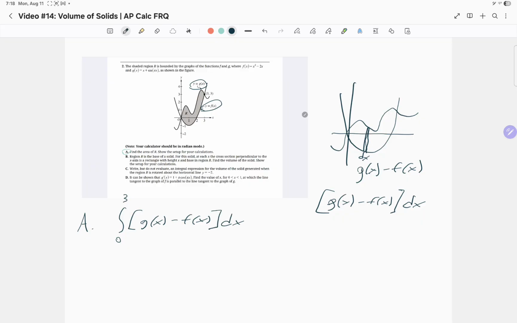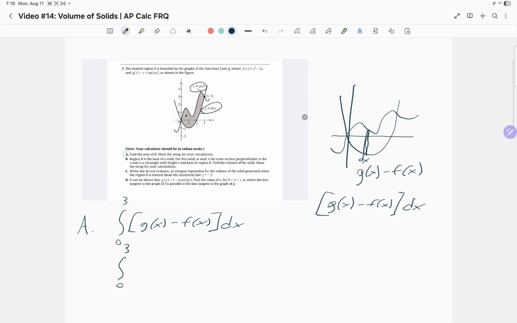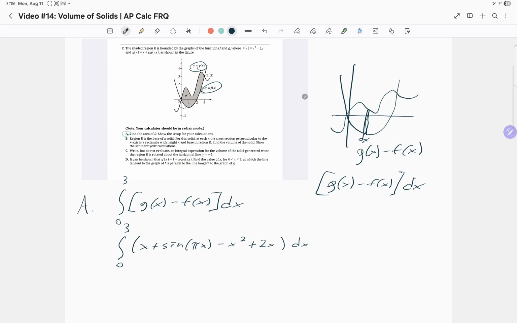dx. And so I'm going to put this in a form where I'm substituting in g of x and f of x. So I'll put it in a form that's ready to put in your calculator if you want to do this yourself. So we'll have x plus sine pi x minus x squared. Don't forget to distribute the negative, so it's going to be a plus 2x dx. And you can simplify that as you want.